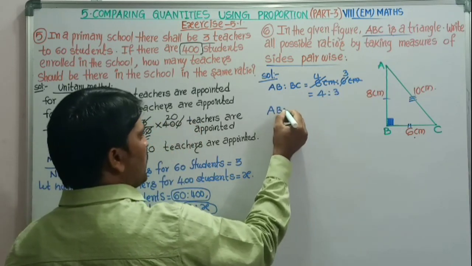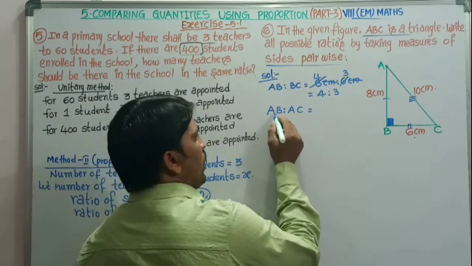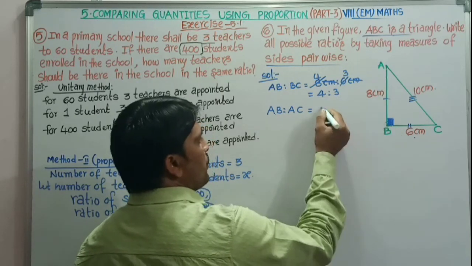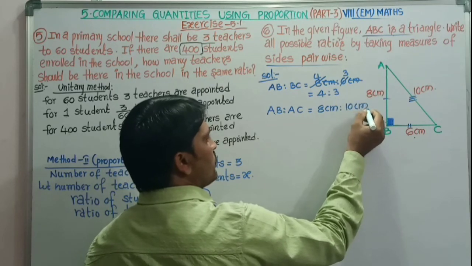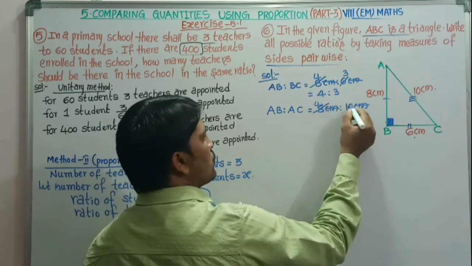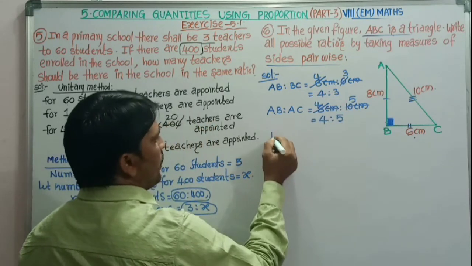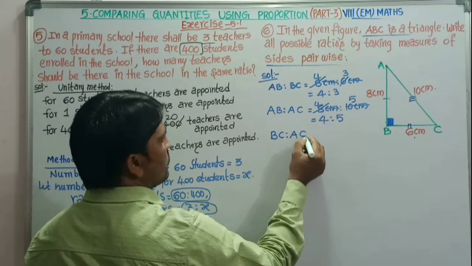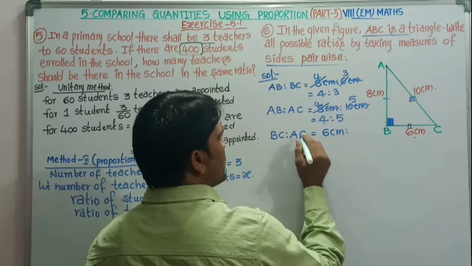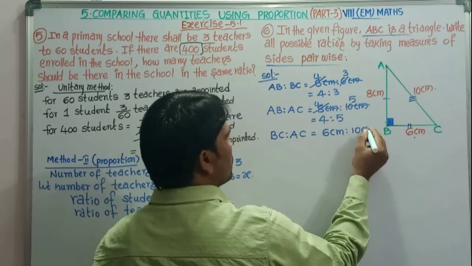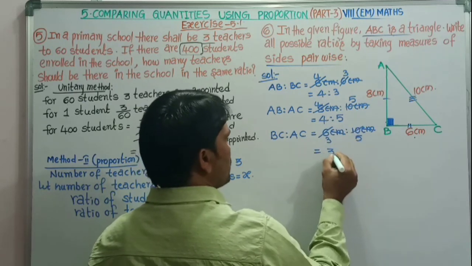Similarly, consider AB is to AC. AB length is 8 centimeter, AC length is 10 centimeter. Centimeter, centimeter, 2 fours, 2 fives, which is equal to 4:5. Similarly, BC is to AC. BC length is 6 centimeter, AC length is 10 centimeter. 2 threes, 2 fives, so the ratio is 3:5.